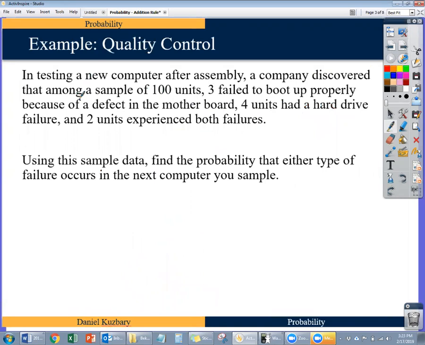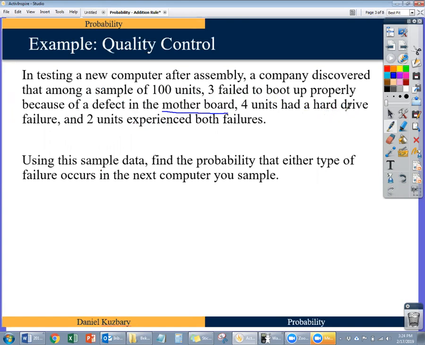You're producing some sort of item, and you want to make sure that they all work, and you're analyzing defects. So this is a new computer off an assembly line, and among a sample of 100 units, 3 of them fail to boot up properly because of a defect in the motherboard. I'm going to refer to those as the motherboard defects. 4 units had a hard drive failure, so I'm going to call that a hard drive defect.